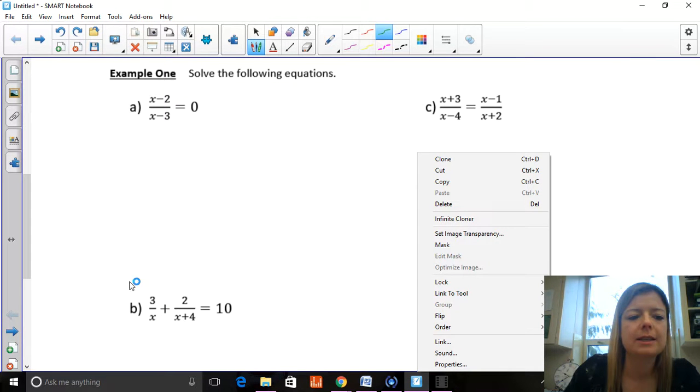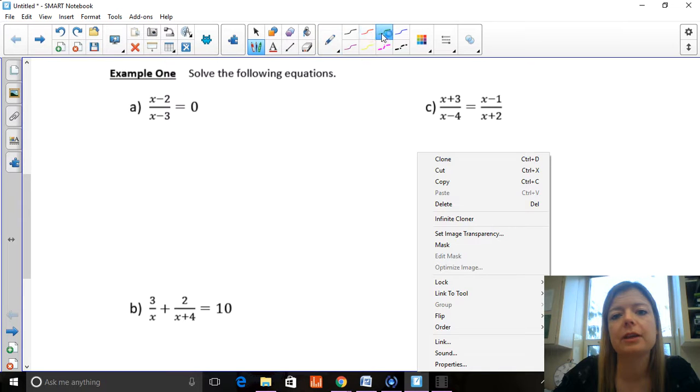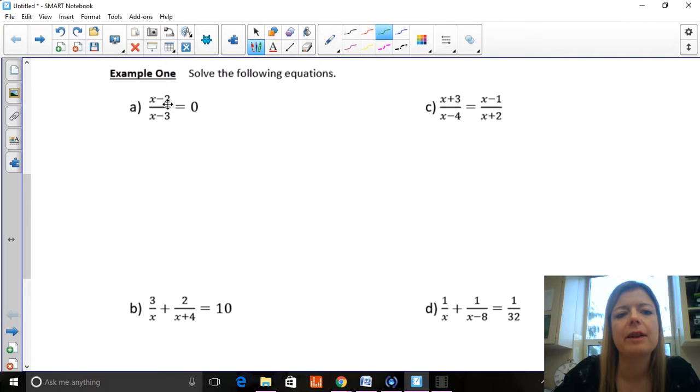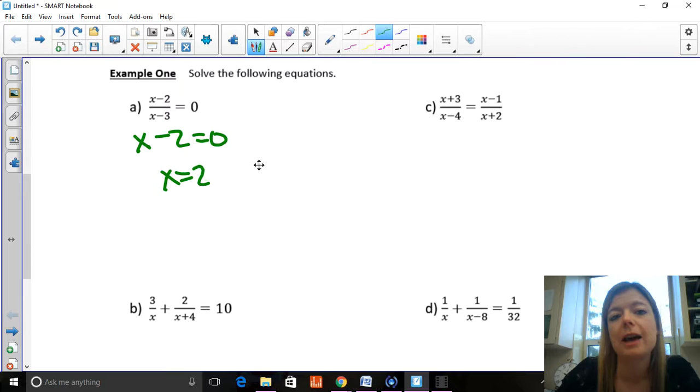Whereas in these cases down here, we have addition. So that's where it becomes a lot different. When you have rational equals number or rational equals rational, you can cross multiply. So when you cross multiply here, you just end up with x minus 2 equals 0. So x equals 2 is the solution to that equation. And notice if you put 2 back into the function, you will get left side equals right side.